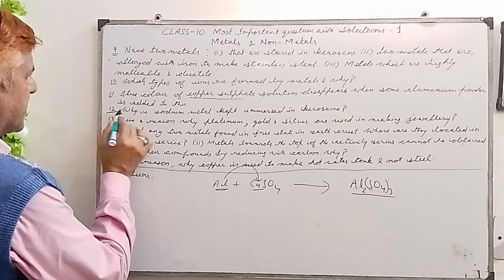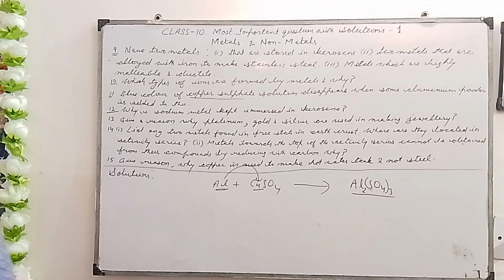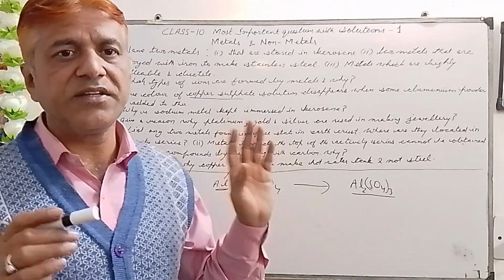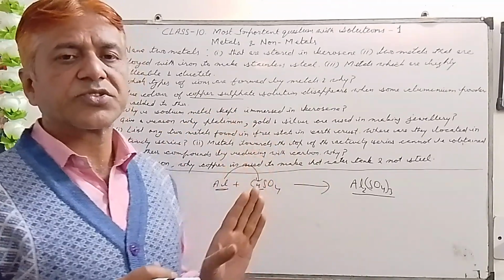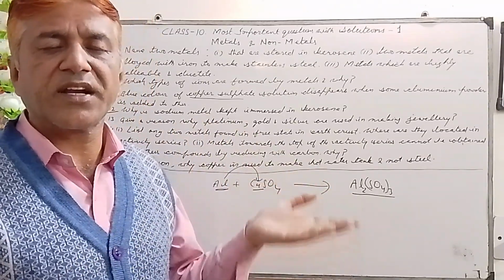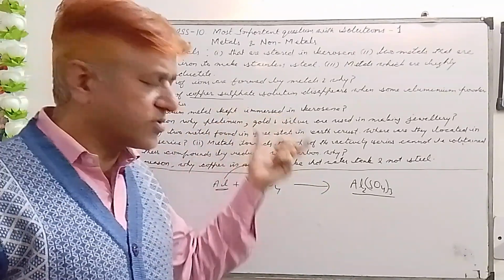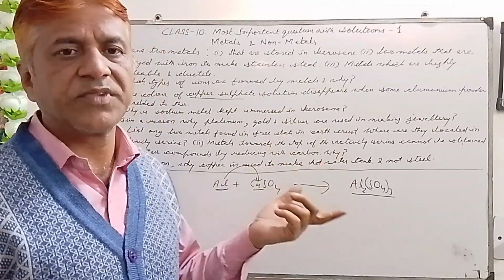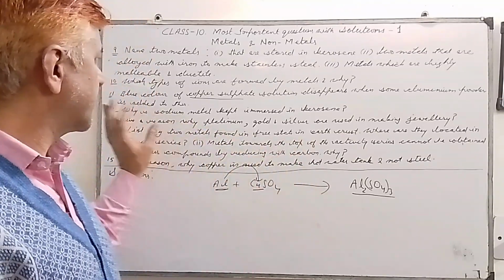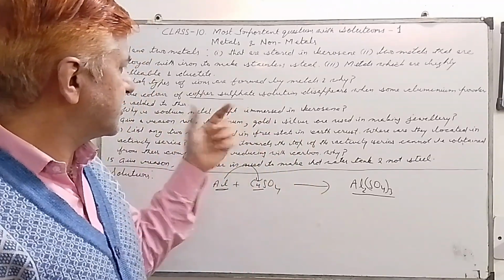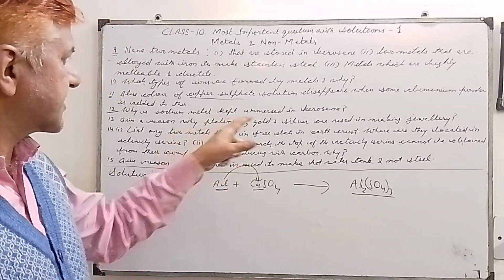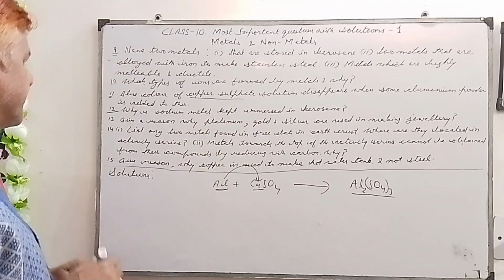Then we have question number 12. Why is sodium metal kept immersed in kerosene? I have already told you that sodium is a highly, supremely reactive metal. So if it is kept in the open, it will react with oxygen and catch fire. Similarly, it also reacts with water, moisture, and also catches fire. So we can't keep sodium in the open. So it is kept in kerosene.